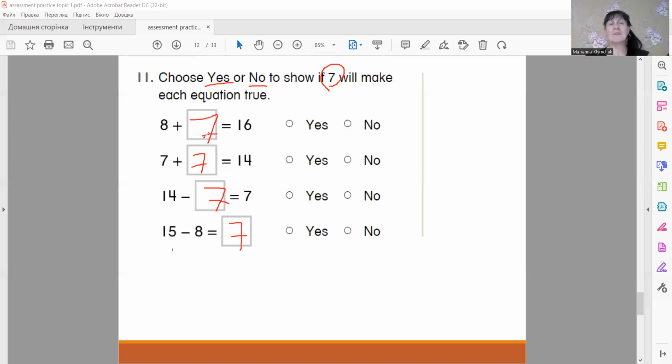So 8 plus 7 equals 16. And you check, 16? No. 7 plus 7 equals 14. 7 doubles. 14? Yes. 14 minus 7 equals 7. Yes? Yes. 15 minus 8 equals 7. Yes? Yes. That's it. Now you can see where is yes, where is no. But before doing this, put that number in every box so you can see what to do, okay?